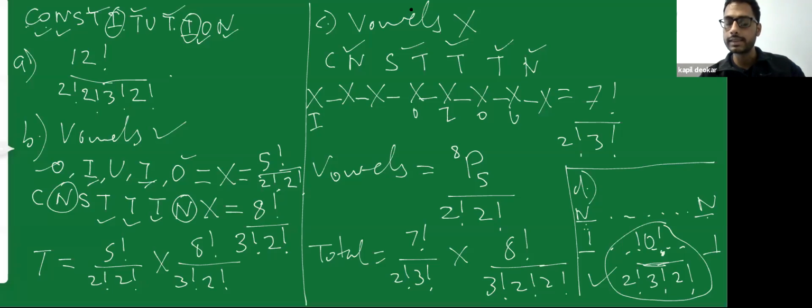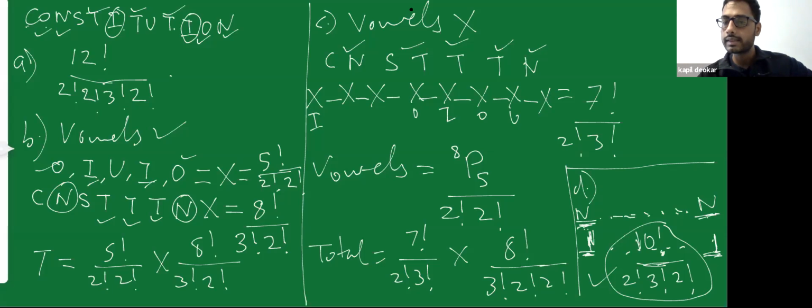I'll repeat the D once again. In your D question, you wanted first and last position to be N. So in how many ways can I write first and last position as N? In only one way. If I want N in my first place, I have only one option. I need to write N over there. And if I need N in my last place, again I have only one option. So whatever options are there, they are for the middle letters.